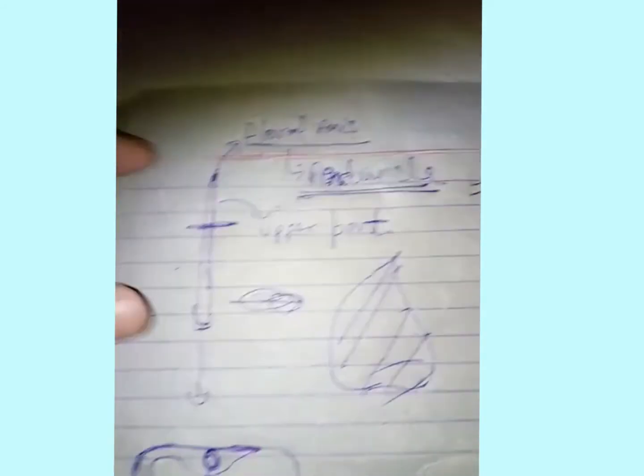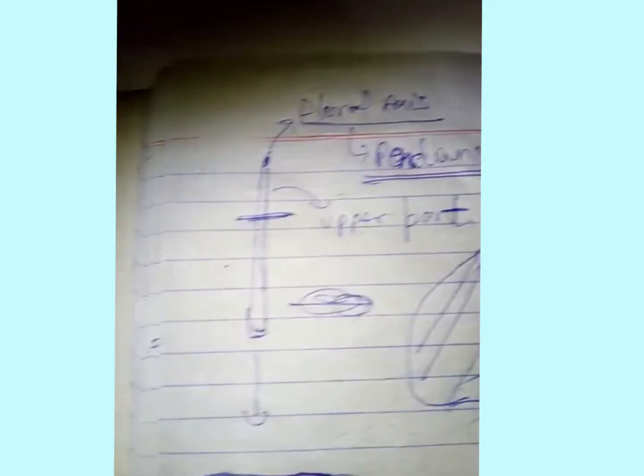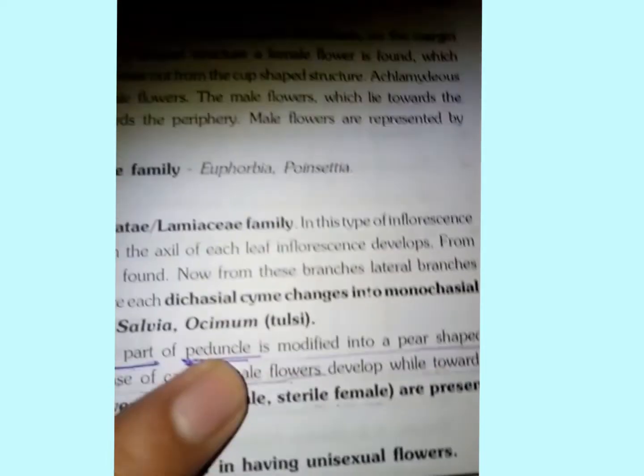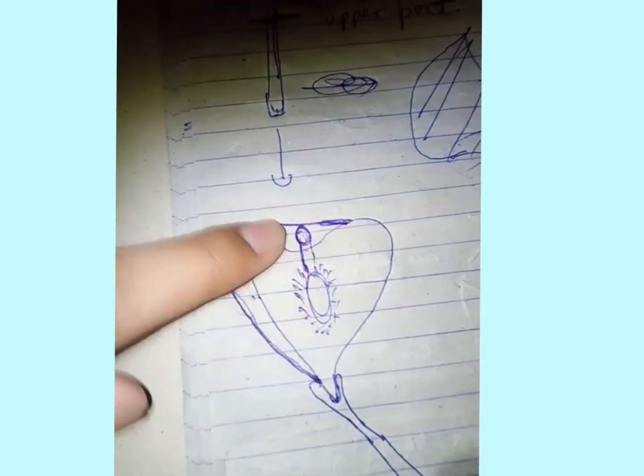I draw a diagram here basically. Here you see, this is the floral axis, which is also known as peduncle. And this is the upper part. Sorry, the upper part gets modified into this pear shaped structure, and this pear shaped structure contains these pores.